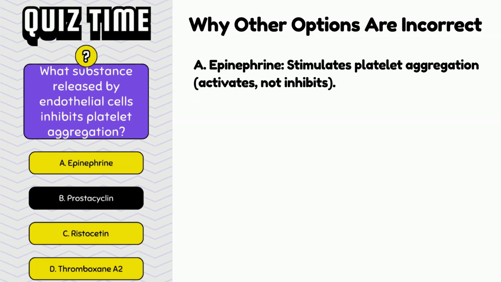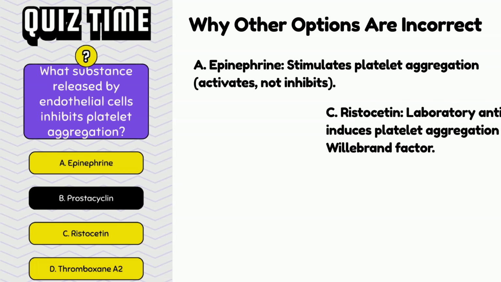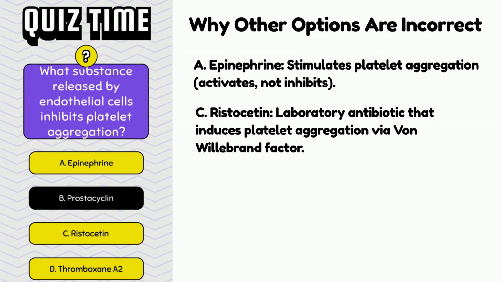Why are the other options incorrect? A. Epinephrine. Epinephrine is a hormone and neurotransmitter that can stimulate platelet aggregation, not inhibit it. It binds to receptors on platelets, leading to activation and aggregation, the opposite of what we're looking for in this question. C. Ristocetin. Ristocetin is an antibiotic that is used in the laboratory to induce platelet aggregation.